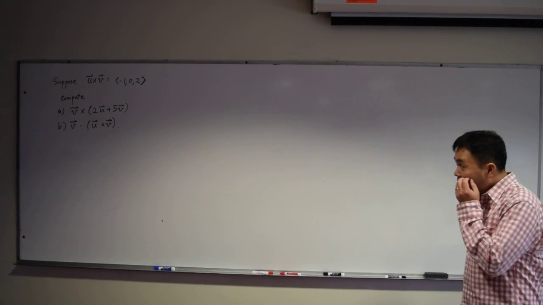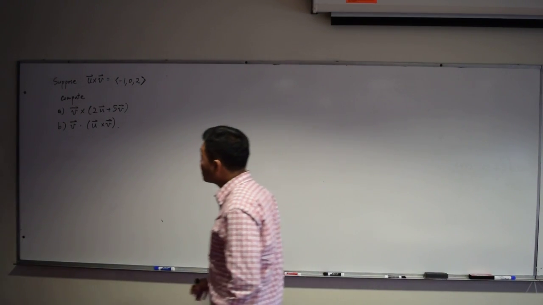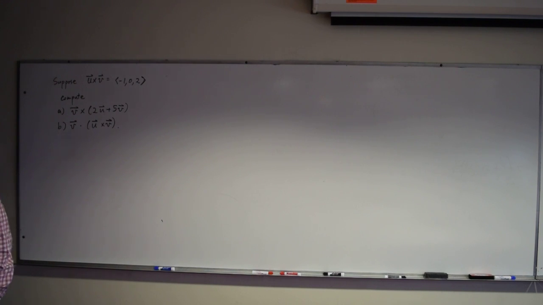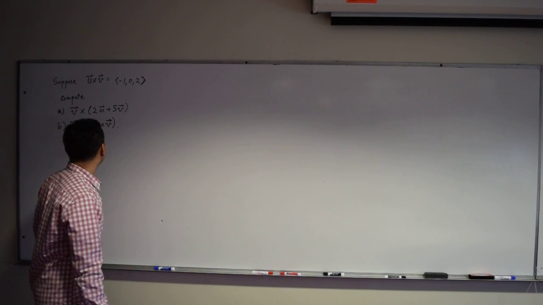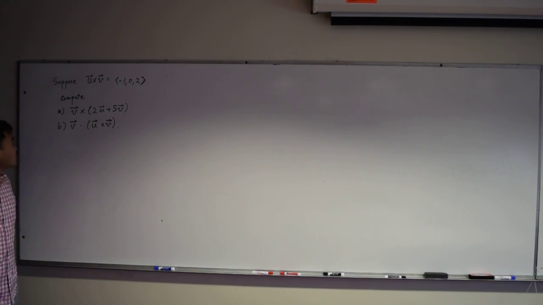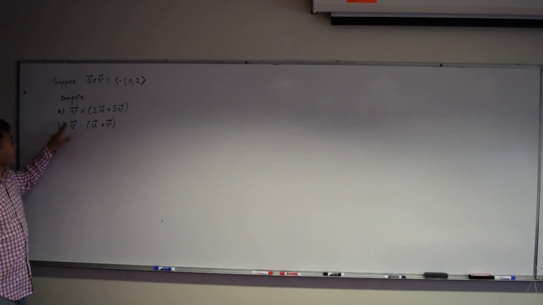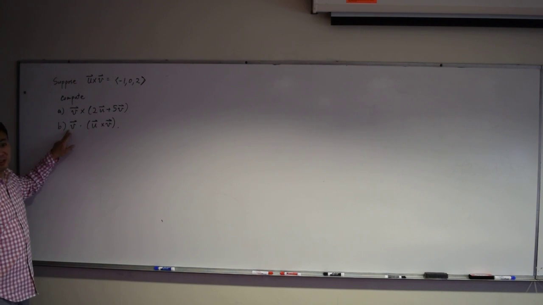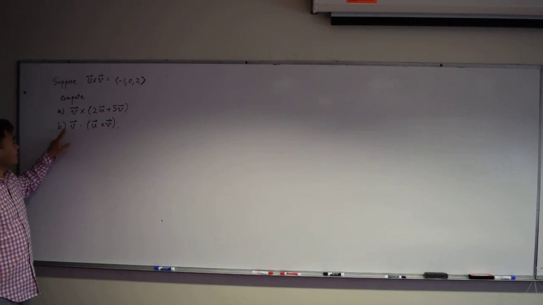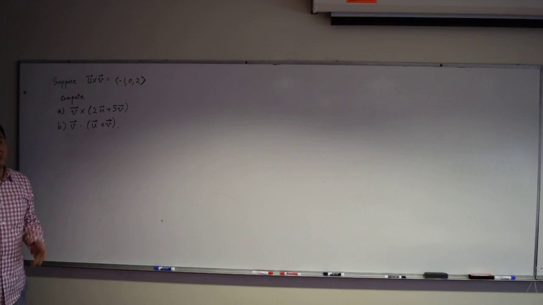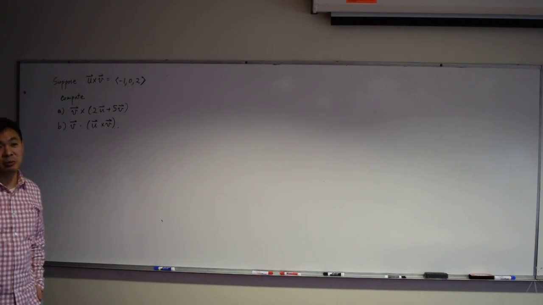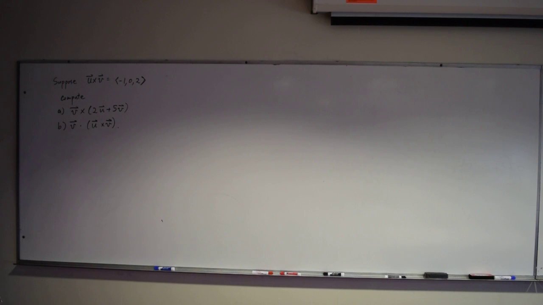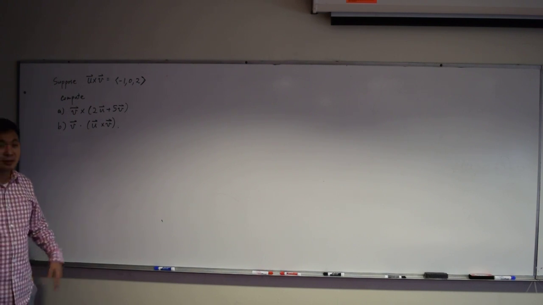So let's say you're given the value of the cross product, but not the actual vectors themselves. And the challenge is to find these. And of course, in order to do that, you will have to use some of the algebraic properties of the cross product and dot product and all that.